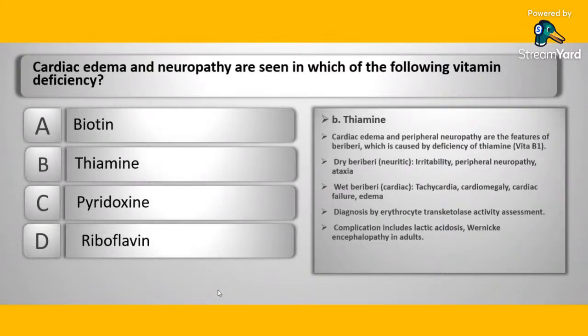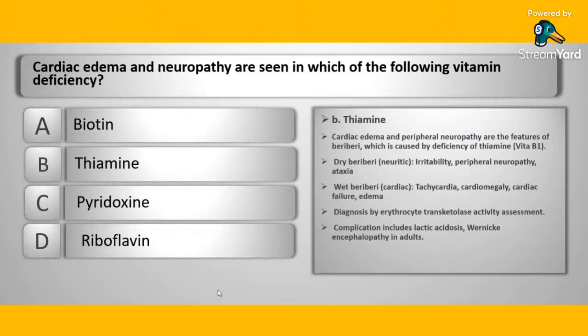Dry beriberi, neuritic, presents with irritability, peripheral neuropathy, ataxia. Wet beriberi, cardiac, presents with tachycardia, cardiomegaly, cardiac failure and edema. Diagnosis is by erythrocyte transketolase activity assessment. Complications include lactic acidosis and Wernicke encephalopathy in adults.